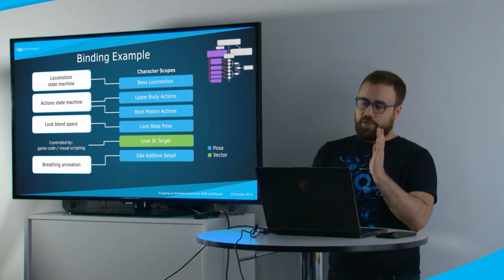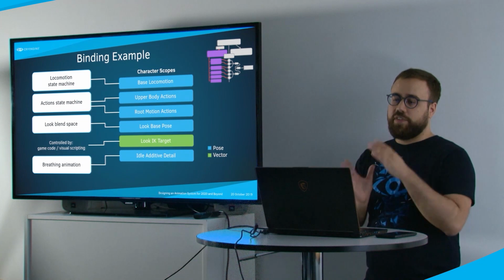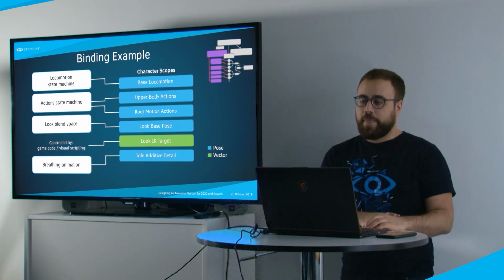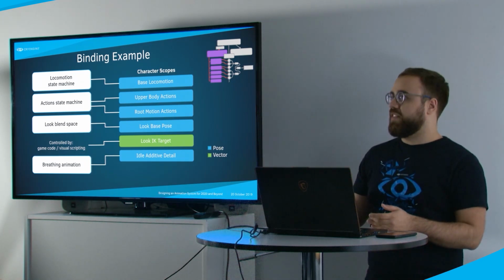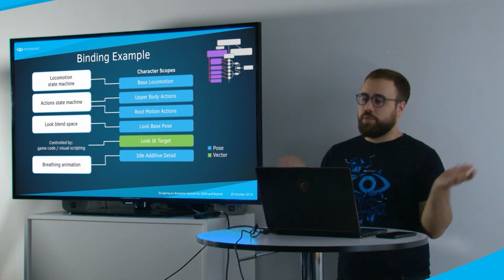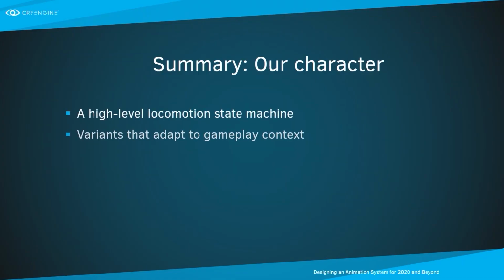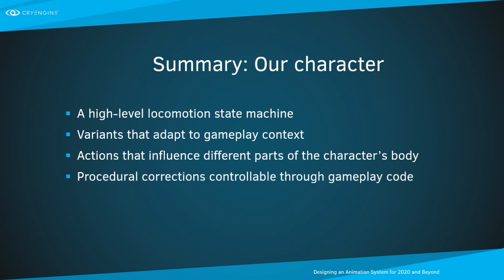So this shows you can actually only plug into the scope the level of complexity that you need for that specific scope. So you don't need to be running on the highest level of complexity all the time. And for example, for the last scope, which is just an animation loop, we can just have a gameplay system that selects different animations at random and just plugs them into the scope. And we don't need anything more. So to summarize what we have right now, we have a high-level locomotion state machine. We have the ability to adapt to gameplay context, and we can influence different parts of the character body. We can also do procedural corrections to our character and control them through gameplay code.